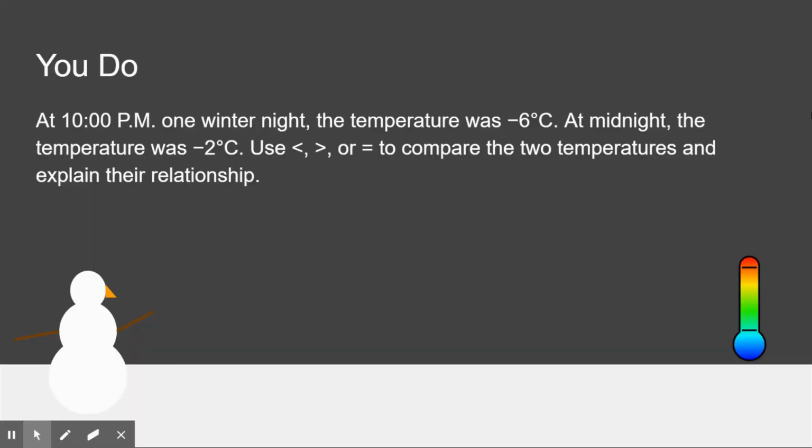So the next problem that we're going to look at is this you-do. At 10 p.m. one winter night, the temperature was negative 6 degrees. At midnight, the temperature was negative 2 degrees. This is all in Celsius, by the way. You're going to, again, use the less than, greater than, or equal sign to compare the two temperatures and explain their relationship. Ready? Go.